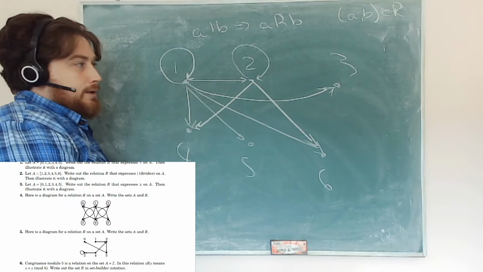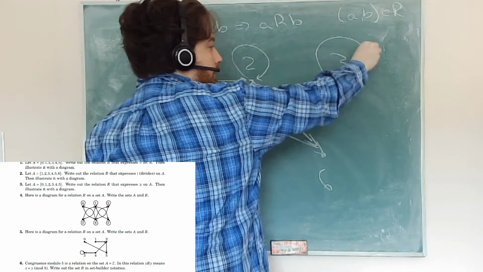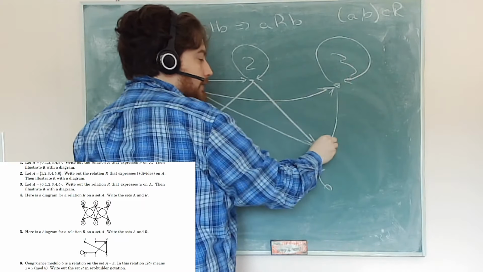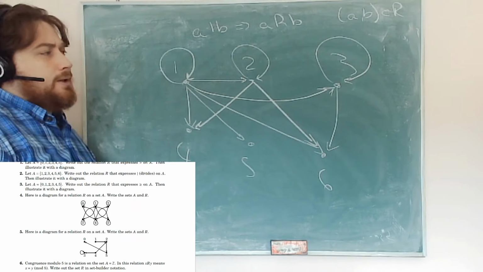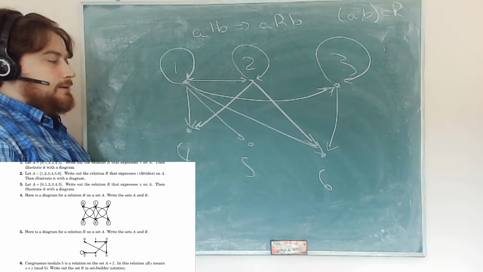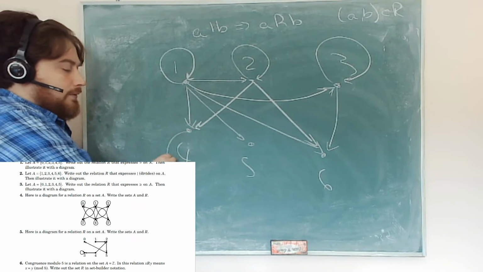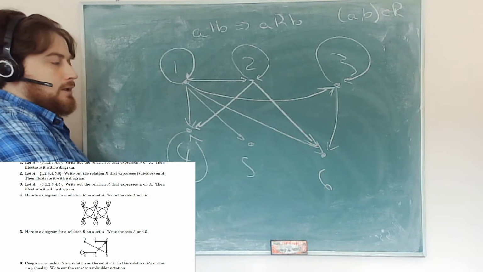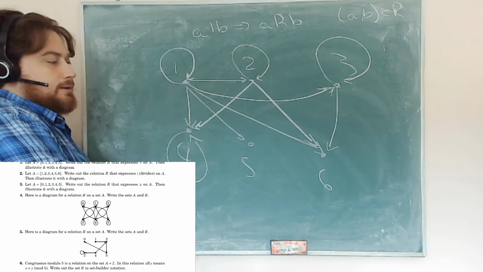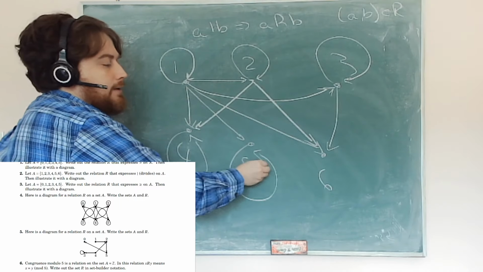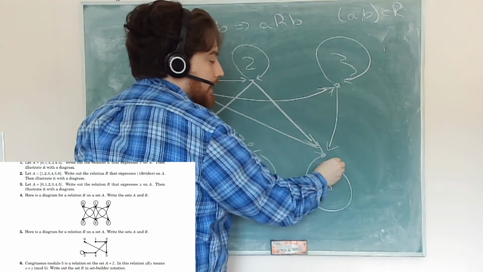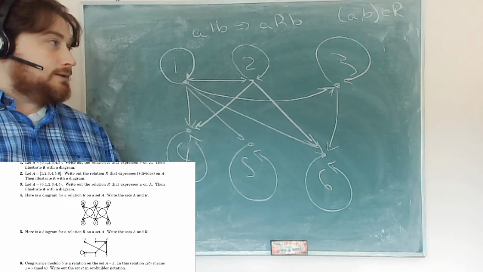If I look at 3, 3 divides itself, and 3 also divides 6. So I'm going to draw an arrow from 3 to 3 and 3 to 6. If I look at 4, 4 divides 4, but it doesn't divide anything else in this set. The same thing with 5, it divides itself but nothing else. And 6 divides itself but nothing else.